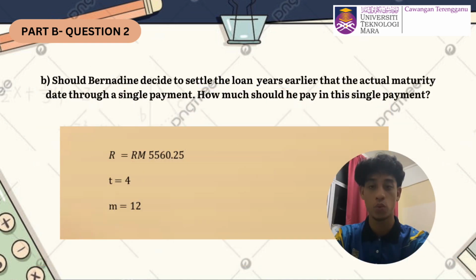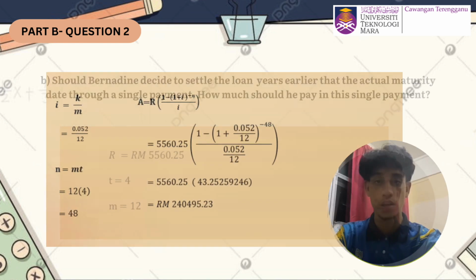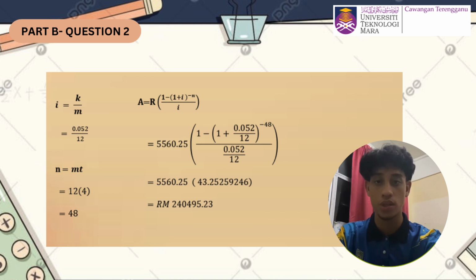Moving forward to Question B. This question states that Bernardan decided to settle the loan years earlier than the actual maturity date through a single payment. So how much will he pay in the single payment? First of all, the next step is to calculate the monthly interest rate. So this gives us i is 0.052 per 12. And the third step is to determine the total number of payments. So n is 48 months, after 12 times 4.